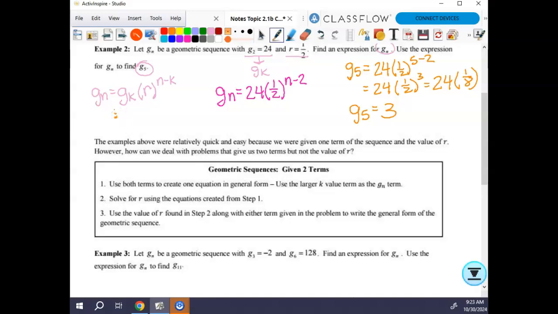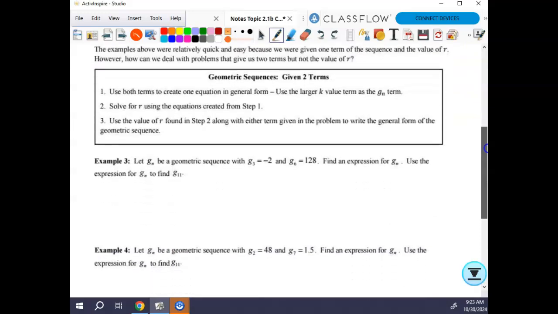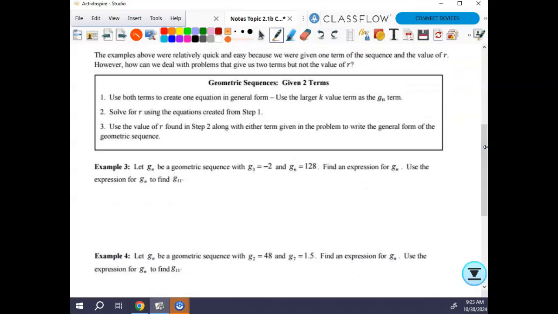We good? All right, now the next part says, the examples above were relatively quick and easy because we were given one term of the sequence and the value of R. However, how can we deal with problems that give us two terms but not the value of R? Just like yesterday, we had two terms but we didn't have the common difference. We were able to use that to find it and move forward.